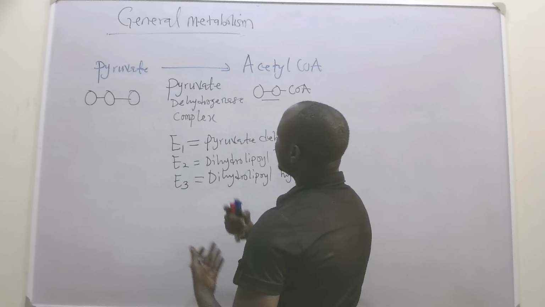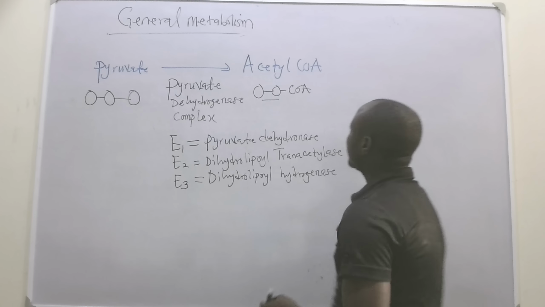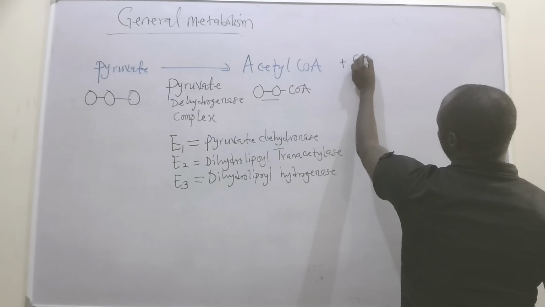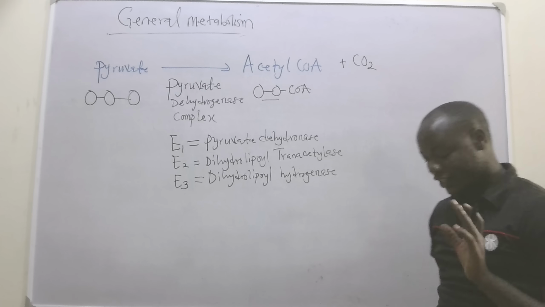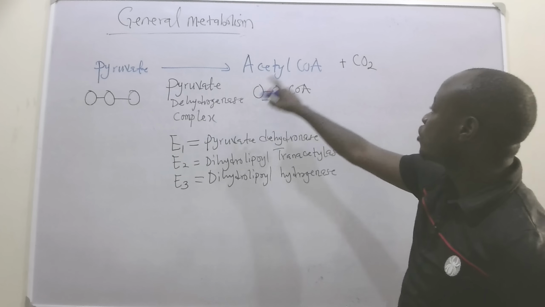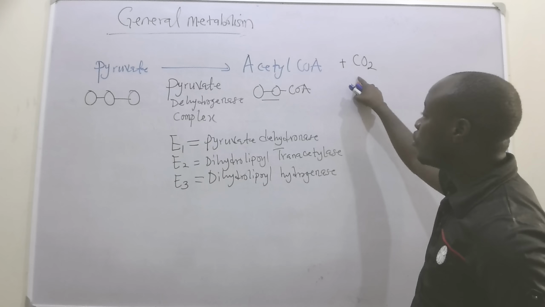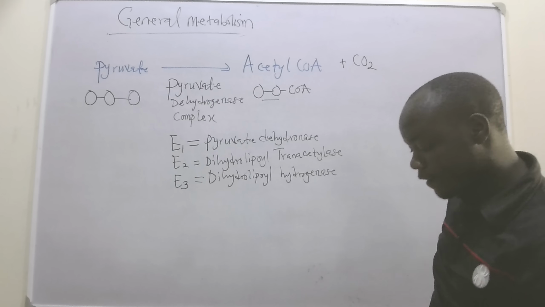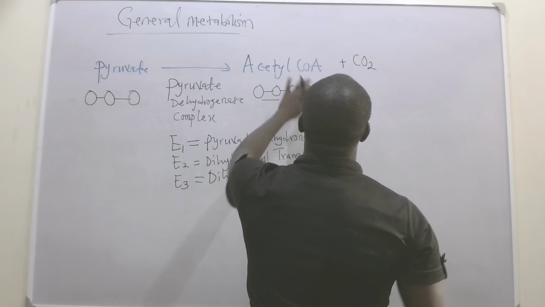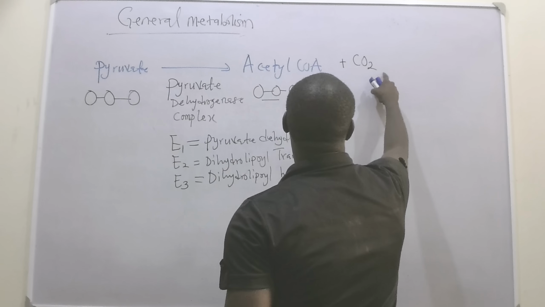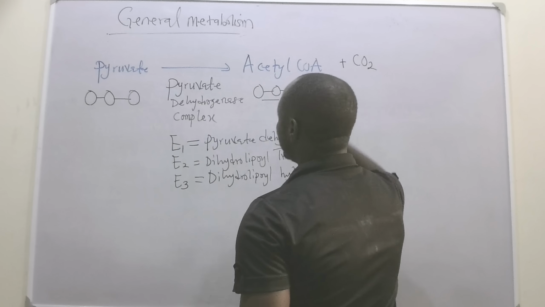So it means that there is a decarboxylation reaction. Therefore, at the end of this reaction, we expect that one molecule of CO2 is generated. So pyruvate is converted to acetyl-CoA with the removal of CO2, giving pyruvate converted to acetyl-CoA plus one molecule of CO2. Then after this, what next?